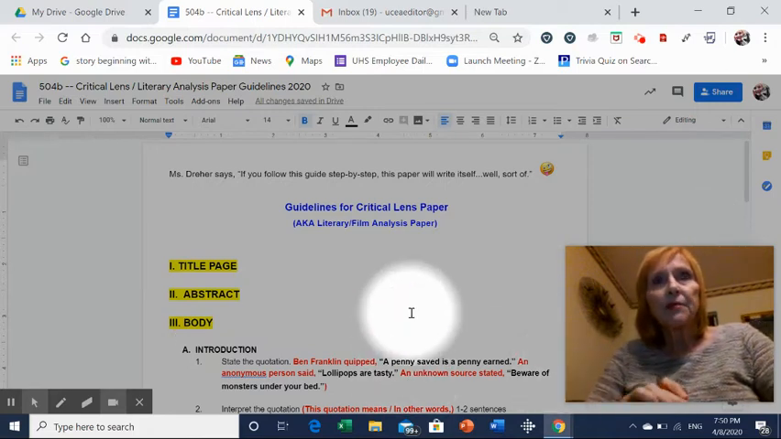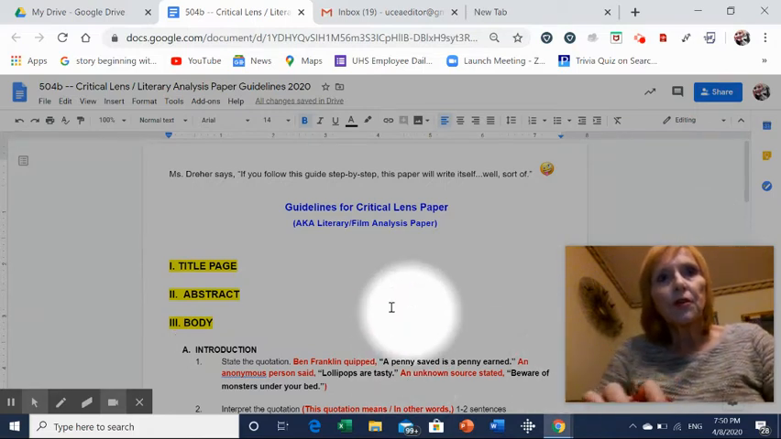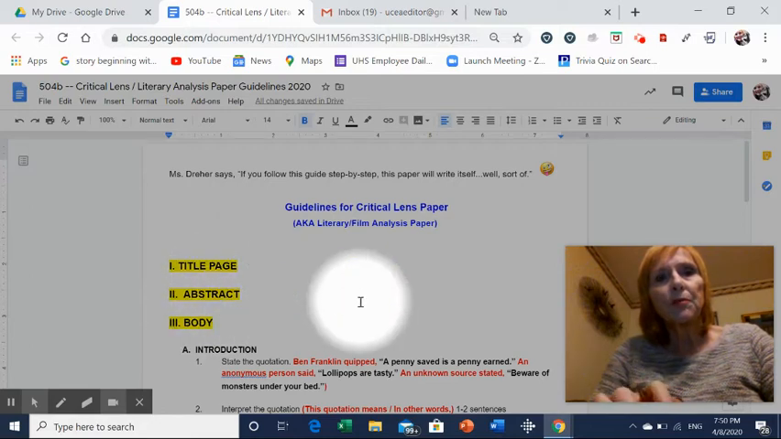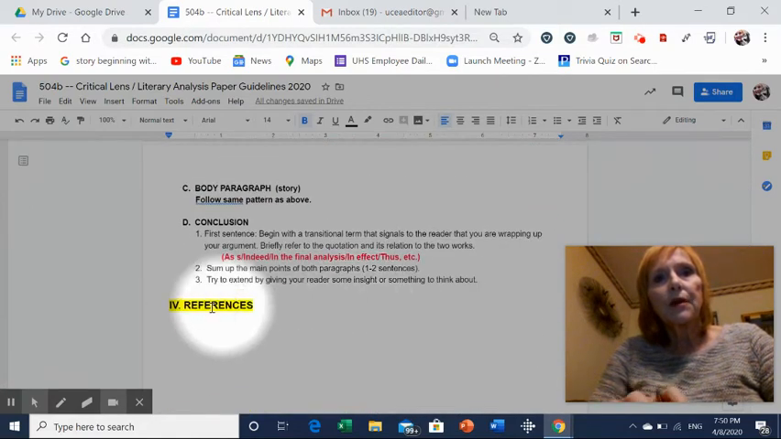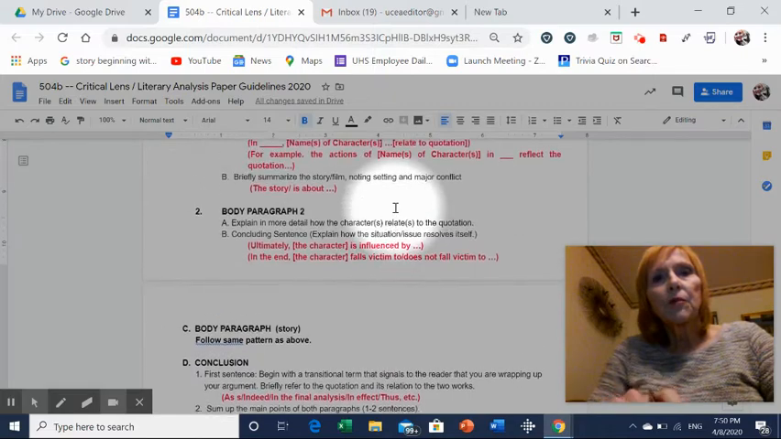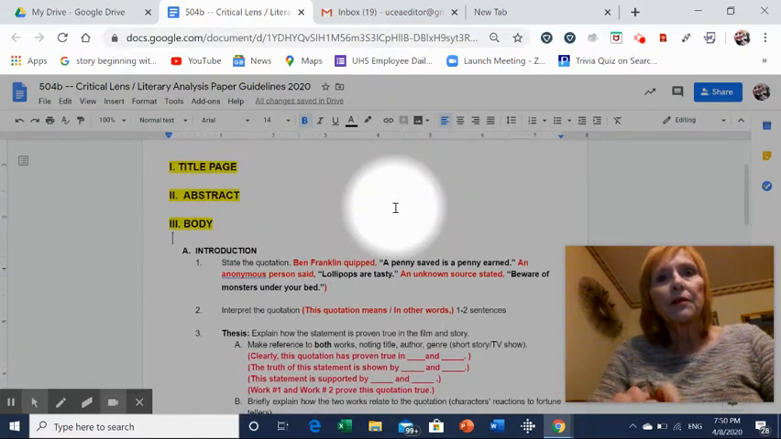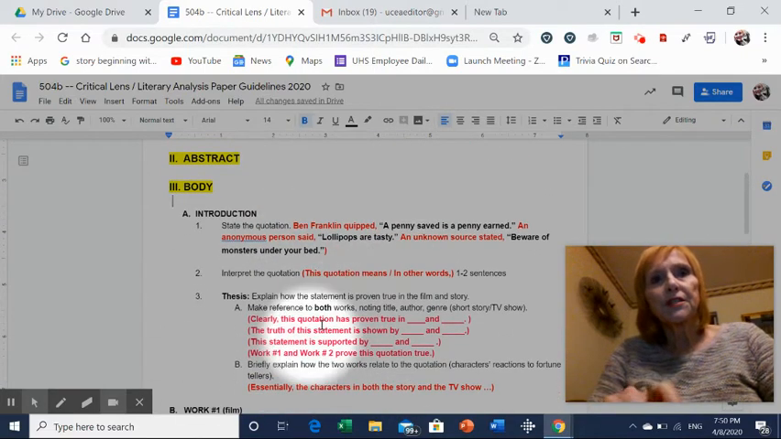Remember, an APA paper has four parts. You have your title page, your abstract, your body, and your references page. But we're going to focus on the body for this presentation.